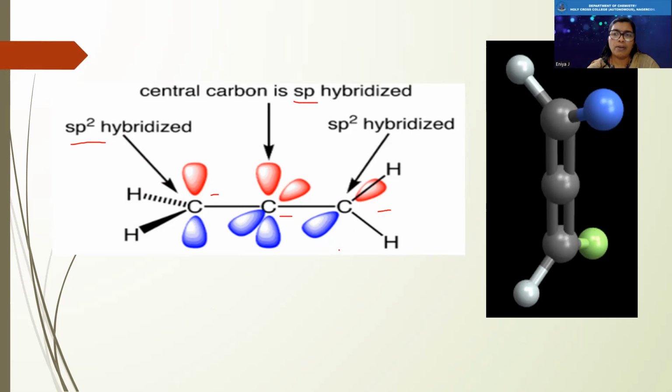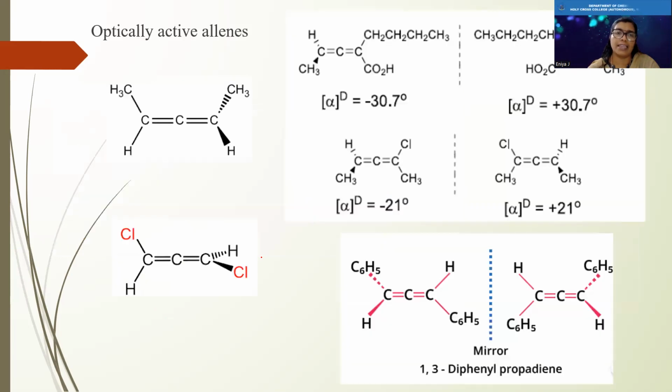And these two double bonds are perpendicular to each other. Because of that, the groups present in the terminal carbon atoms are also perpendicular and hence this allene is optically active. So this allene has no plane of symmetry or center of symmetry and it is optically active. So this is the reason behind the optical activity of allenes.